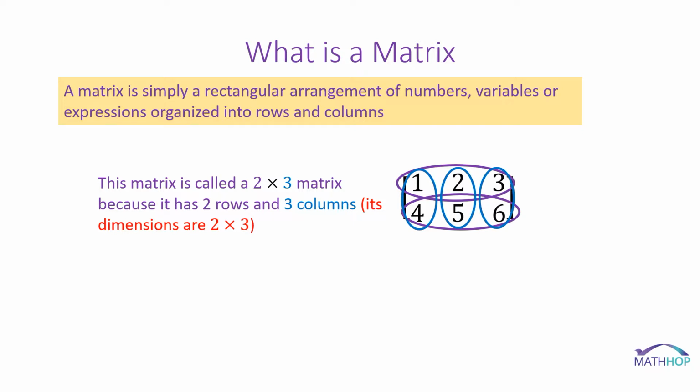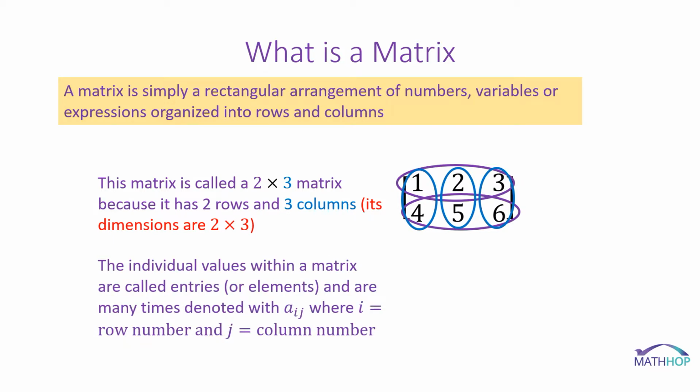So notice I keep calling these things entries, and that's what they are. You may see them called elements. The individual values within a matrix are called entries or elements. You'll see both terms used, and they are often denoted with this A subscript ij, and this is very specifically an element locator, where i is the row number and j is the column number.